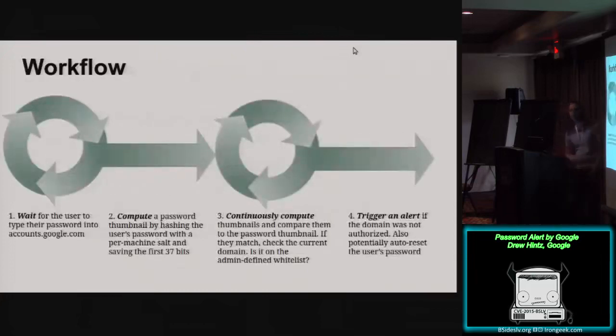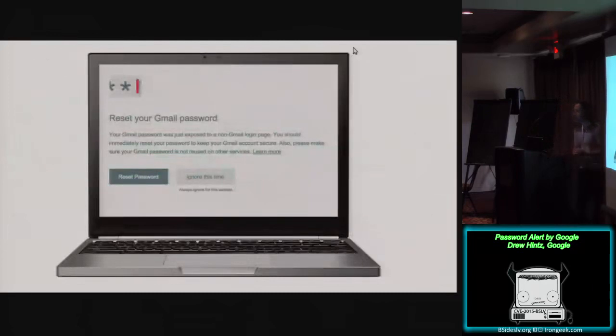So a quick overview of the workflow here: Password Alert is a Chrome extension that sits there and learns about your password whenever you successfully authenticate to Google. Then once it learns about it, it saves a reduced-bit salted hash in Chrome's local storage. And from then on, it can compare whatever you're typing to see if the most recent keystrokes hash to the value that it has saved. And if it does, then it knows that you typed your password, and then it can trigger an alert.